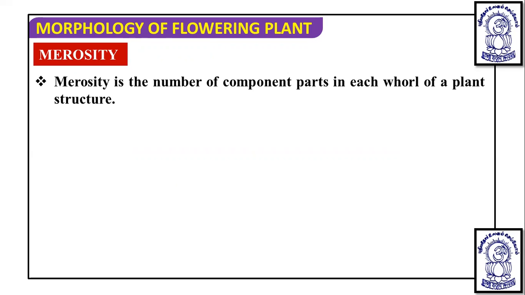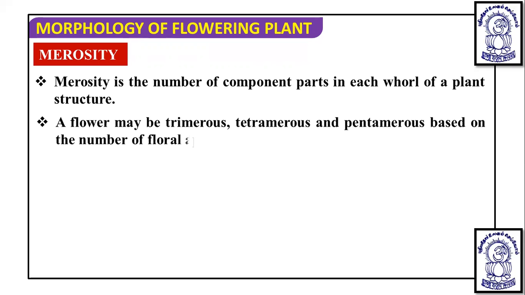What number of component parts? Means in a flower, how many sepals are there in a calyx? How many petals are in a corolla? If we count such things, then it will be the part of merosity. So a flower can be trimerous, tetramerous, or pentamerous based on the number of floral appendages.